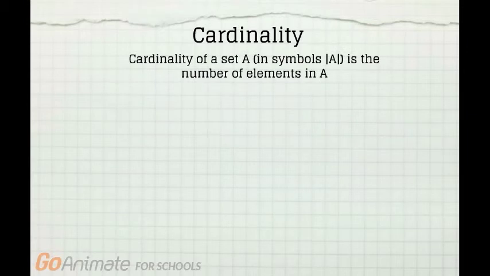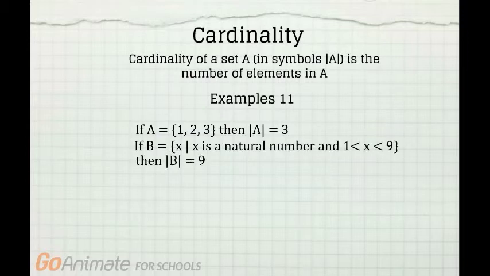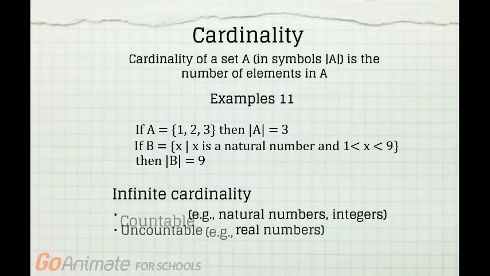Cardinality of a set A. In symbols, |A| is the number of elements in A. These are some examples of cardinality. Infinite cardinality: countable, for example, natural numbers or integers; uncountable, for example, real numbers.